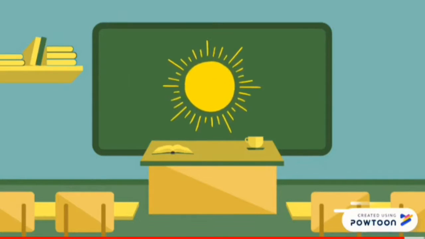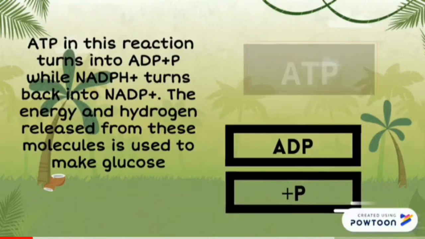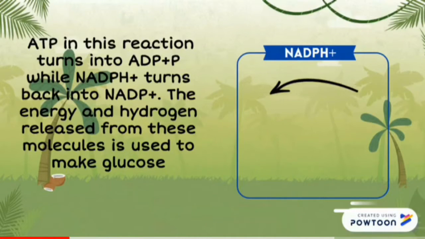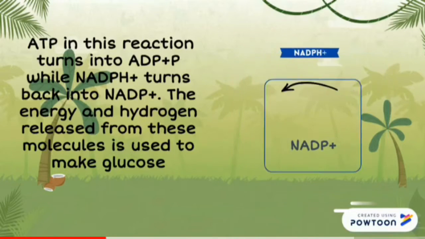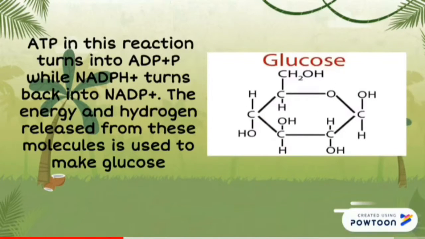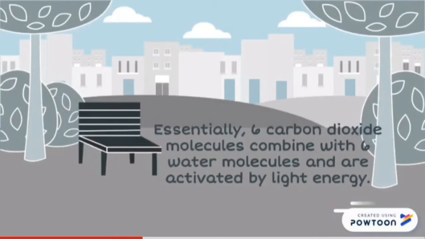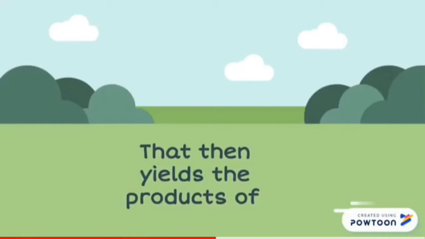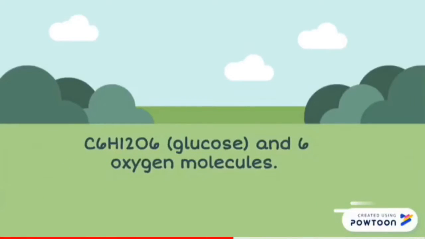This whole process needed sunlight to occur. ATP in this reaction turns into ADP plus P, while NADPH turns back into NADP+. The energy and hydrogen released from these molecules is used to make glucose. Essentially, 6 carbon dioxide molecules combine with 6 water molecules and are activated by light energy. That then yields the products of C6H12O6, glucose, and 6 oxygen molecules.